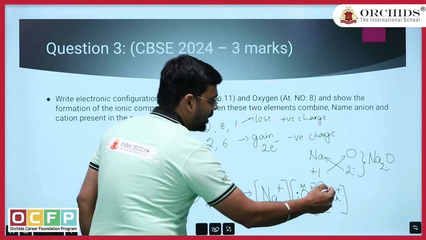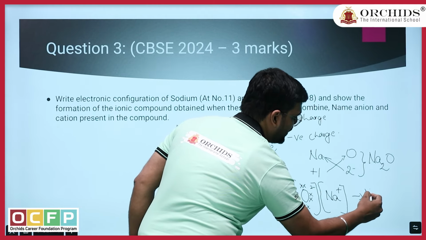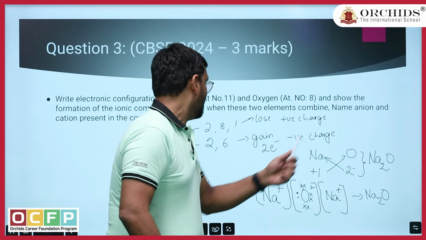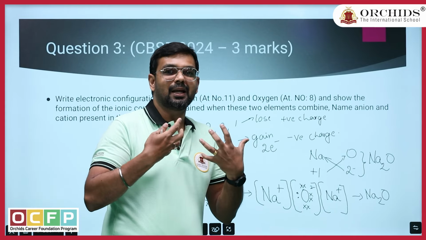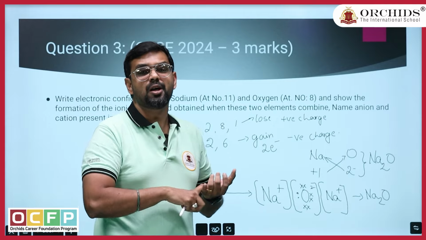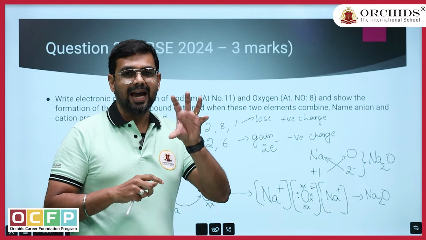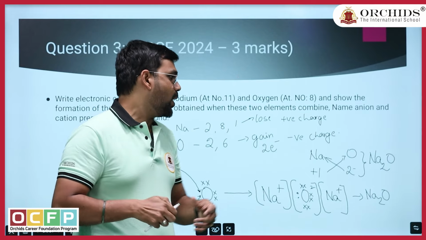So what is the compound that we have formed? Na2O. Remember, they are even asking what is the anion and the cation. So how do you remember the anion and cation? That means which is positive and which is negative. So cations, I usually tell that if a cat has a paw, so cations are positive charges.